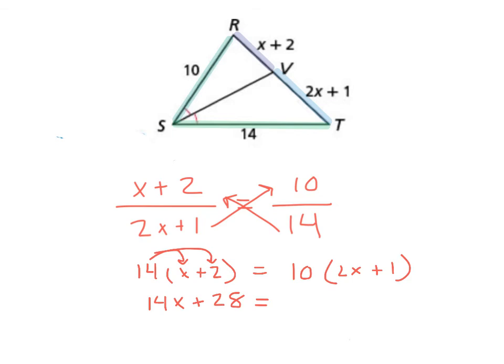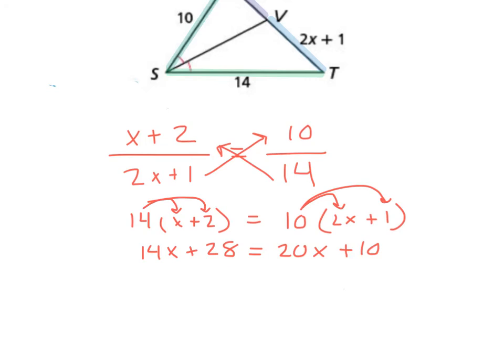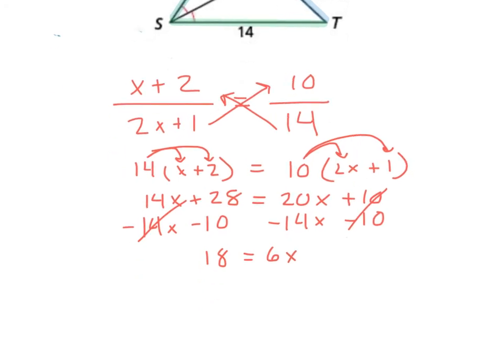What do we need to do to the right side? The same thing. We need to distribute again. So what do we get on the right side? 20x plus 10. Now what do we need to do to solve for x? Subtract 14x and then subtract 10 from 28. So we get 18 is equal to 6x. So what do we get for x?